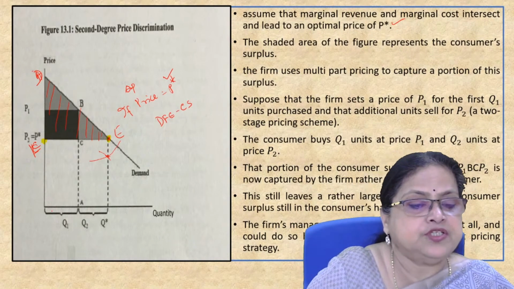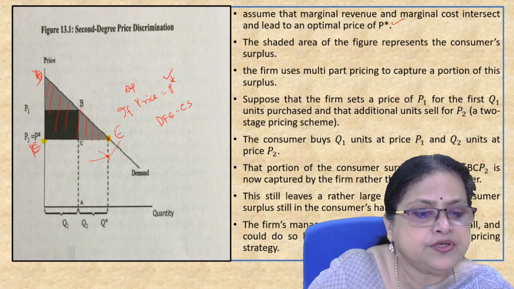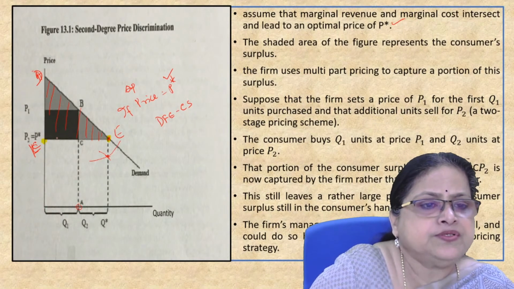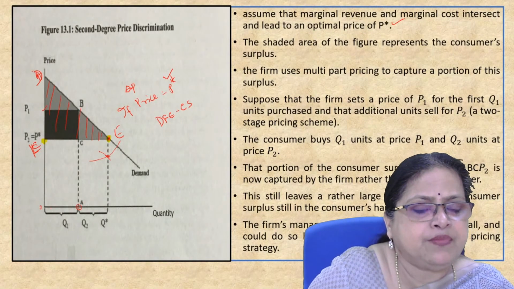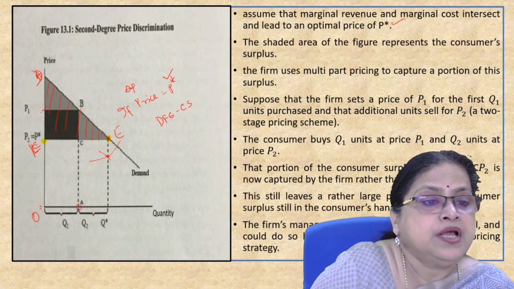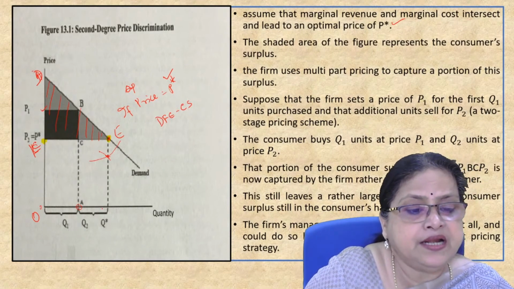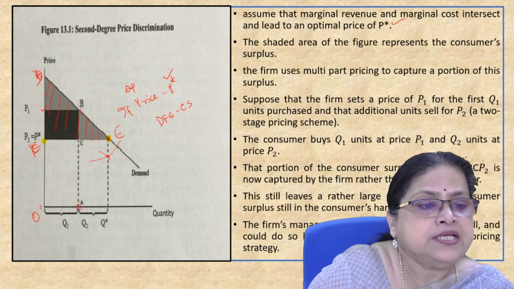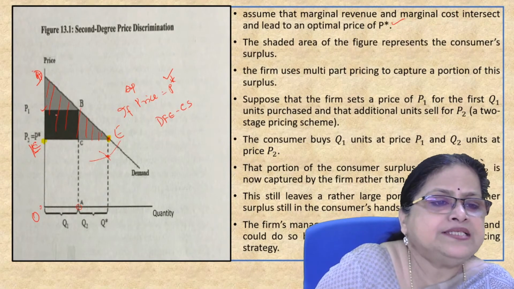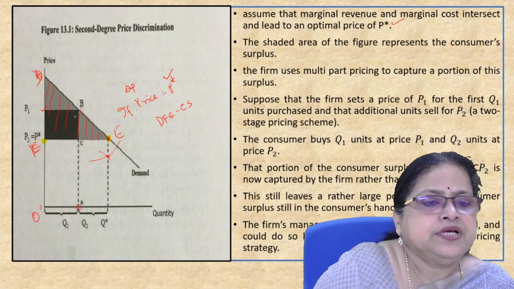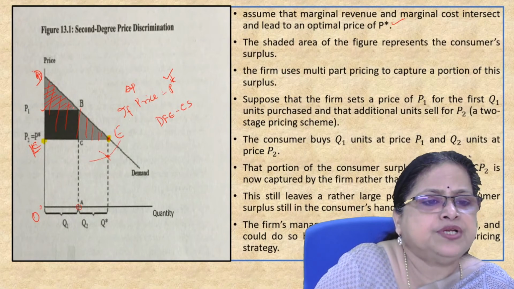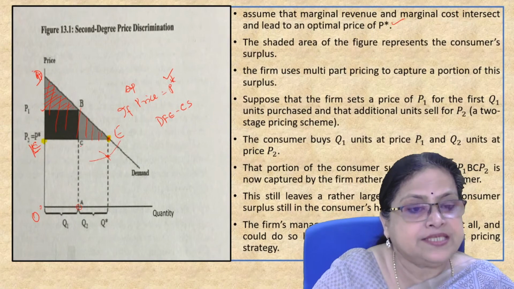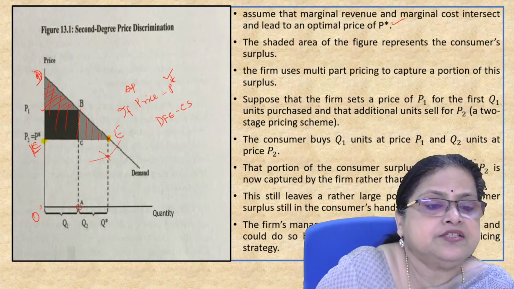Now suppose what the producer will do. For Q1 amount of output, the producer will charge a price P1, OP1. So first OQ1 amount of output, this point is O, is sold at P1 price. The second, Q1 to Q star amount of output, is sold at OP star price. Now what is happening here? In the first part, the consumer surplus is being reduced this much. The consumer surplus is this much only.